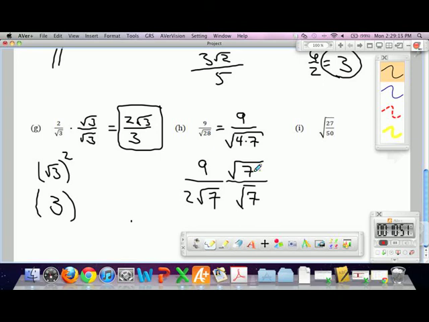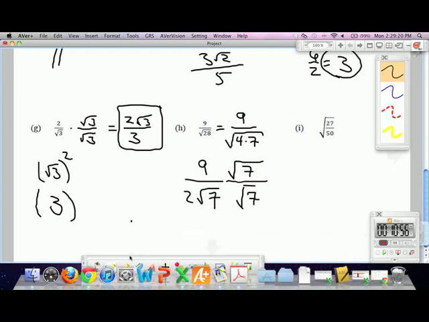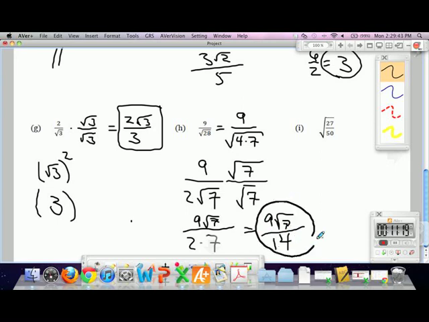7. So this is the same as 9 roots of 7 over 2 times 7. Root 7 times root 7 is the whole number 7. And how should we finish this? Nine roots of 7 over 14. There's nothing really in here to simplify anymore. You'd be done.